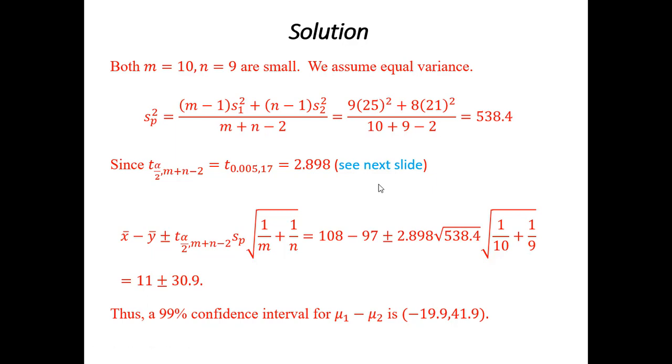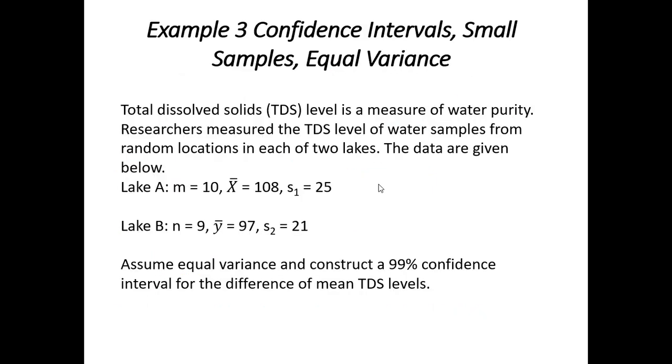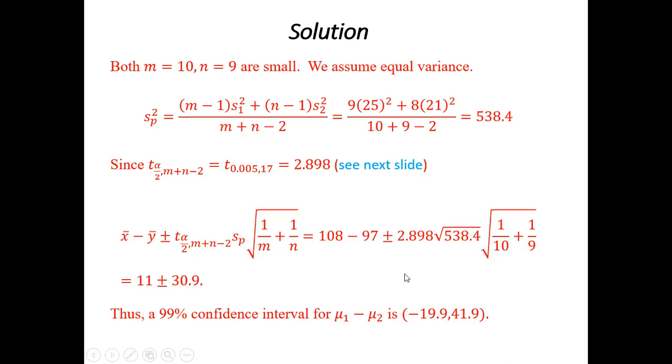The value we get from the t distribution: you may remember we were given alpha equal to 0.01, because we have a 99% confidence interval. So 1 minus 0.99 is 0.01, that's our alpha value. For confidence intervals, we need alpha over 2, which gives us 0.005. Degrees of freedom is 17, since it's m plus n minus 2, so 19 minus 2 is 17.